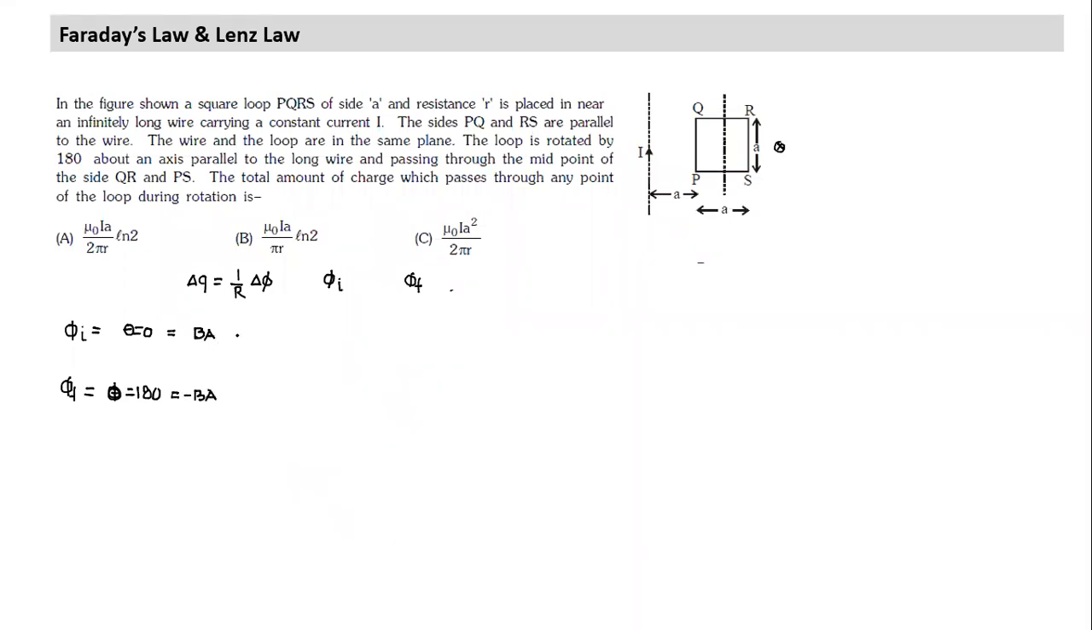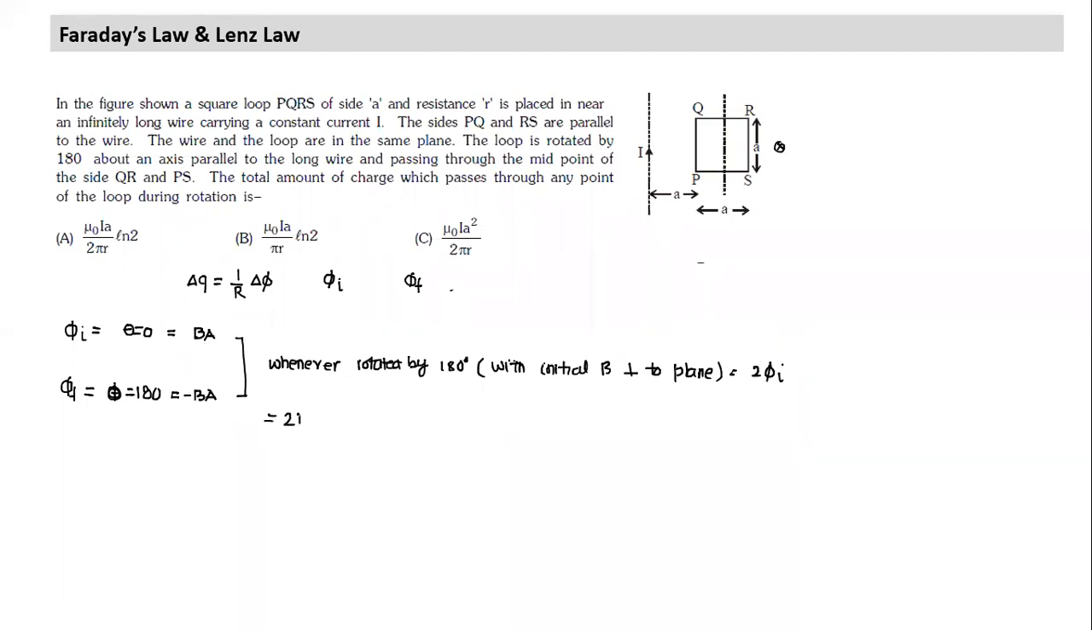So whenever a coil is rotated by 180 degrees, starting with the initial B perpendicular to the plane, the change of flux will be equal to twice the initial flux. And that makes common sense: BA initially, so the change in flux will be 2BA.